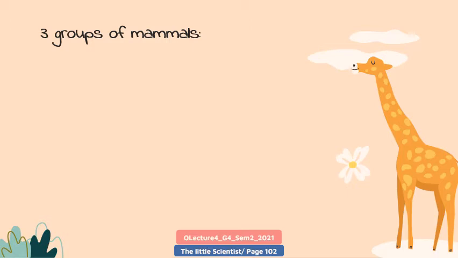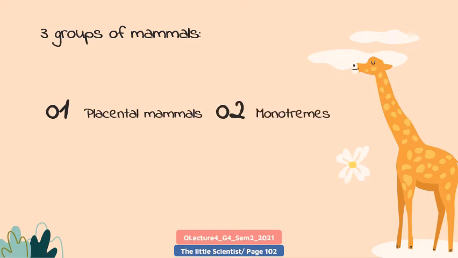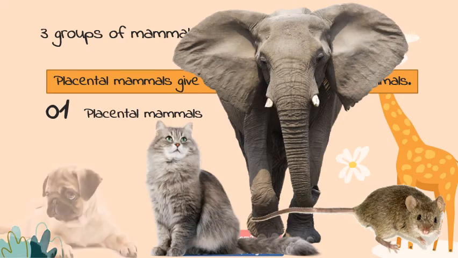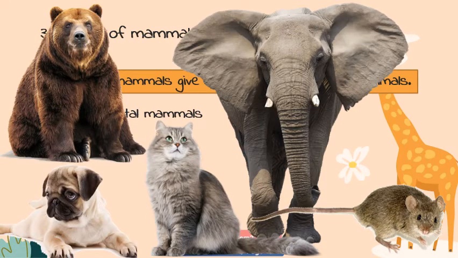But what are the 3 groups of mammals? They are the placental mammals, the monotremes or the egg-laying mammals, and the marsupials, which are the pouched mammals. I'll start talking about placental mammals. Placental mammals are viviparous mammals. They are viviparous animals, so they give birth to young. They do not lay eggs. Elephants, mice, cats, dogs, bears, horses, donkeys, dolphins are all placental mammals that give birth to young and do not lay eggs.